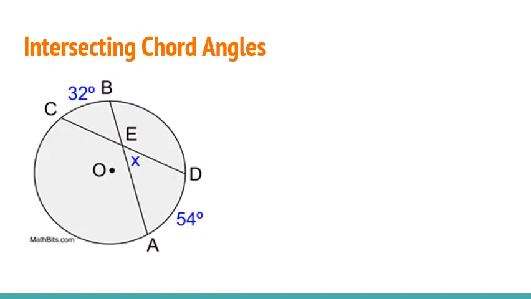Now let's look at a new case. This situation here doesn't meet either of those conditions. The center of this circle is O, so this is not a central angle. It's also not an inscribed angle because it's not touching the outside part of the circle. So it doesn't meet either of those conditions, and we need to learn a new theorem to figure this one out.